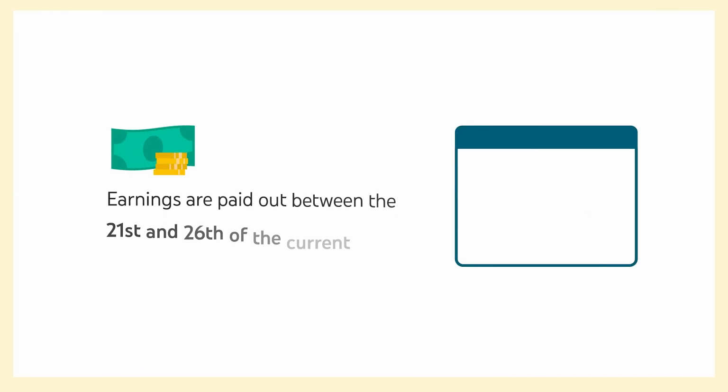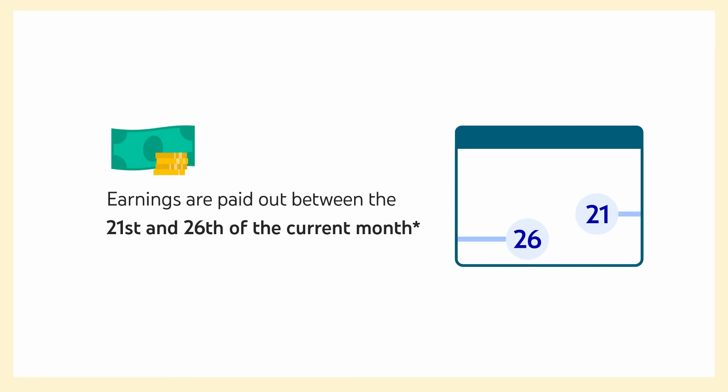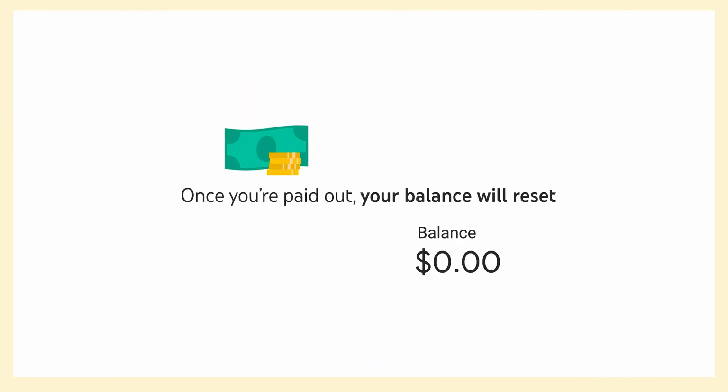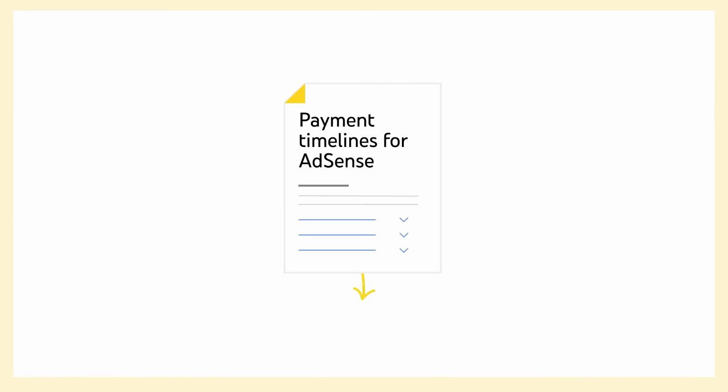Earnings are paid out between the 21st and 26th of the current month, as long as your total balance has reached the payment threshold and you have no payment holds. Note that once you're paid out, your balance will reset. For more info about how you'll get paid, check out the Help Center article linked in the description.